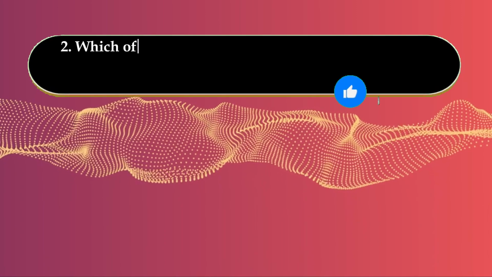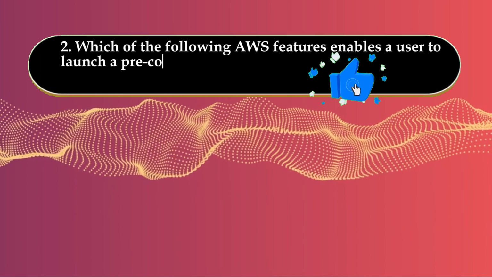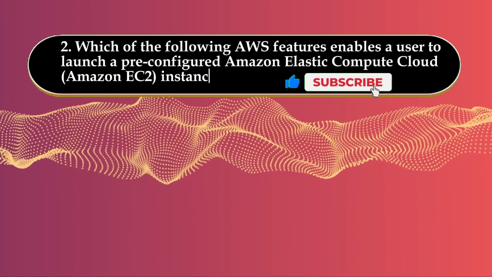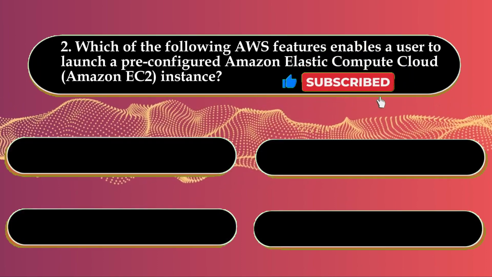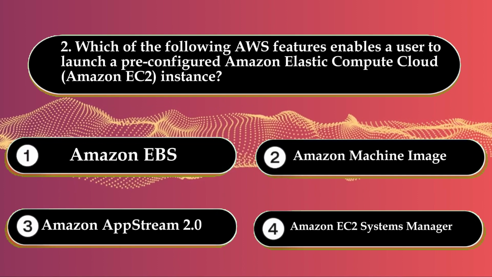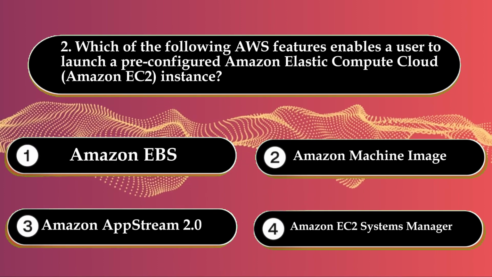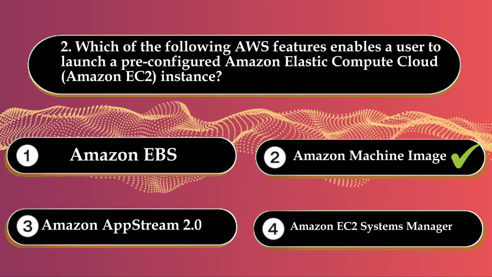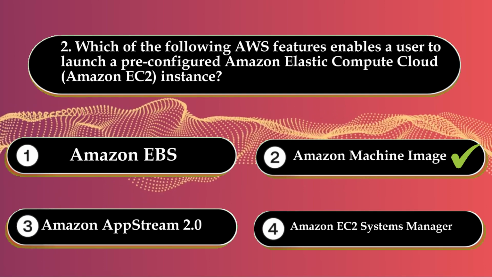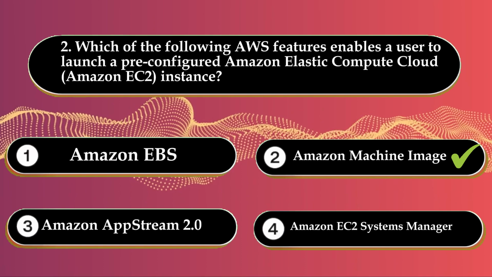2. Which of the following AWS features enables a user to launch a pre-configured Amazon Elastic Compute Cloud, Amazon EC2 instance? An Amazon Machine Image, AMI, is a pre-configured template that provides the information required to launch an EC2 instance.